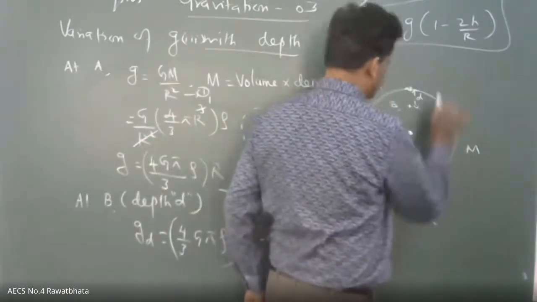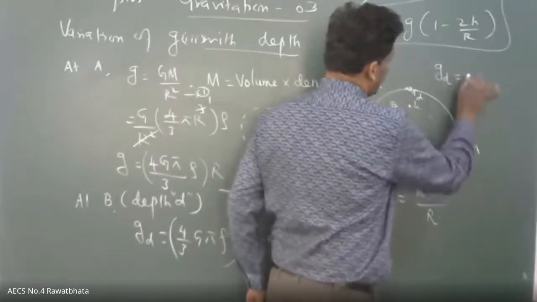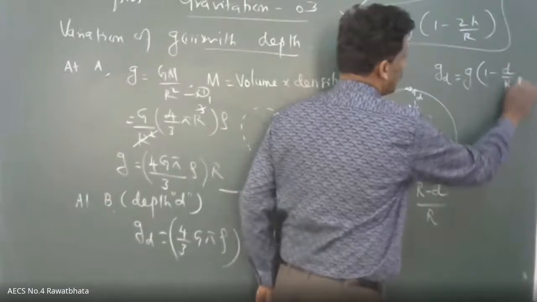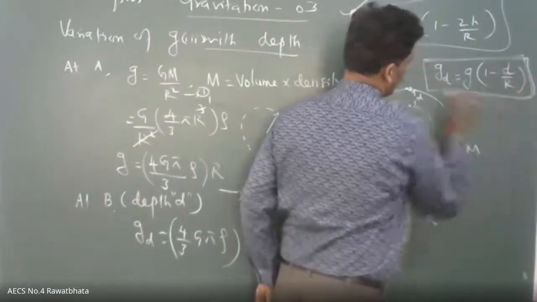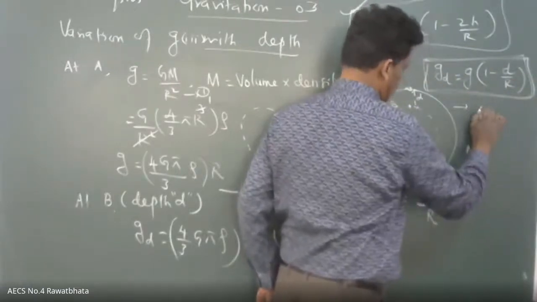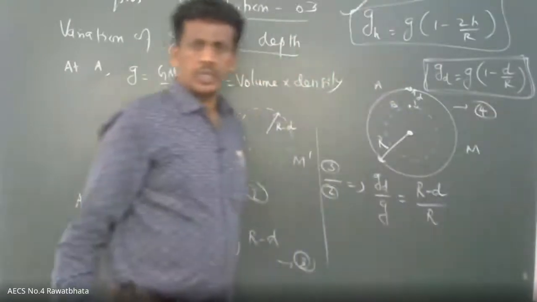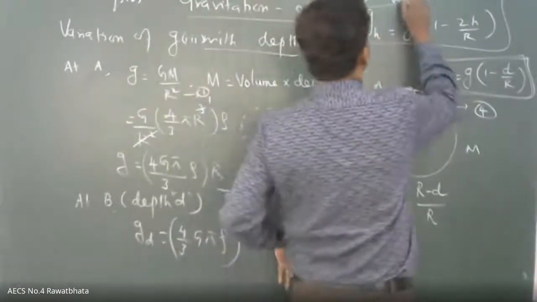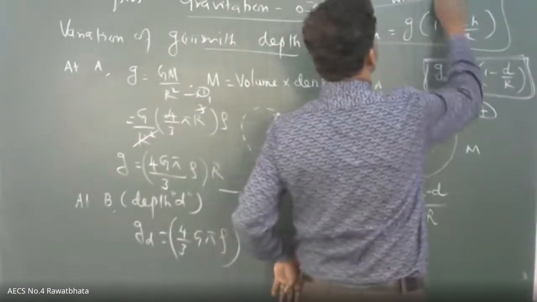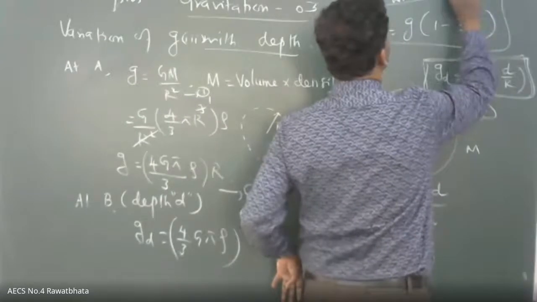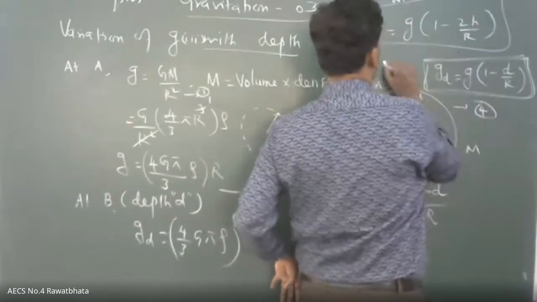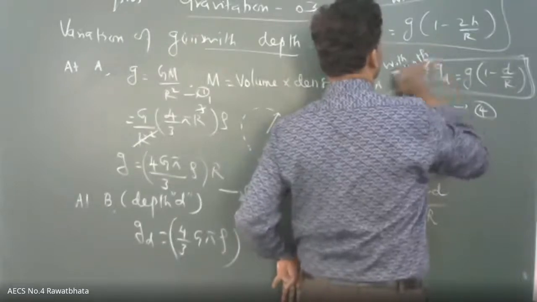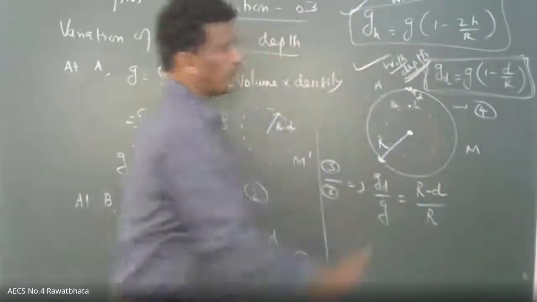So what will you have? g_d equals g into 1 minus D by R. Equation 4. That is the final formula. This is for altitude, and this is with depth. Try to understand. So this is the equation you are trying.